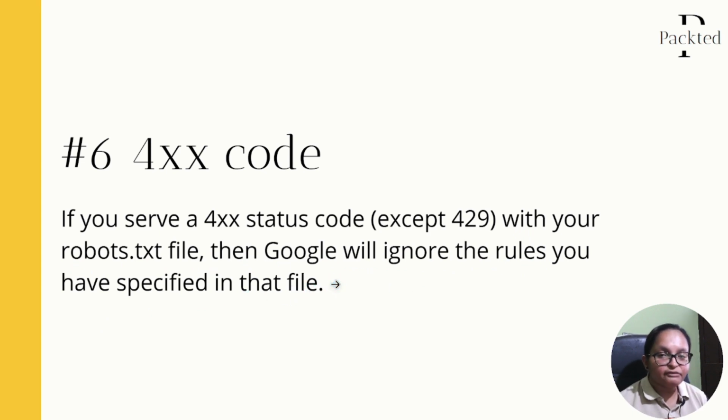This means that if your robots.txt is showing a 400 status code, then Google will ignore that you have a robots.txt file and crawl the whole site as normal, except for 429, which means that the bot has sent too many requests and it should slow down.